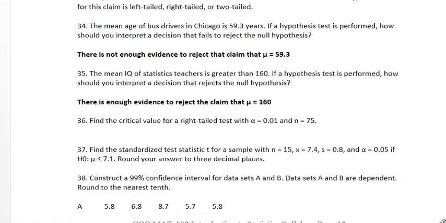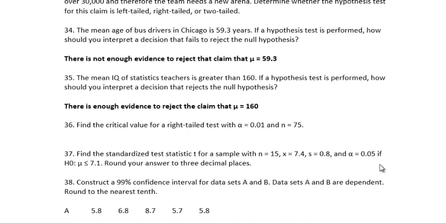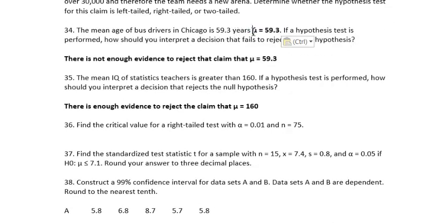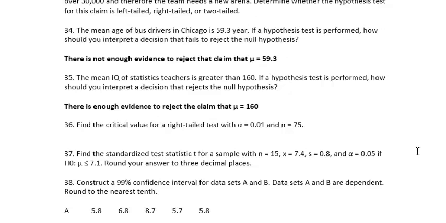And so how would we phrase that over here? Well, 34 says the mean age of bus drivers in Chicago is 59.3, which means our null hypothesis is this. In statistics, that's what our null hypothesis is. The average is 59.3. If a hypothesis test is performed, how would I interpret a decision that fails to reject the null hypothesis? Well, I would say something like this. There's not enough evidence to reject the claim that mu is 59.3.